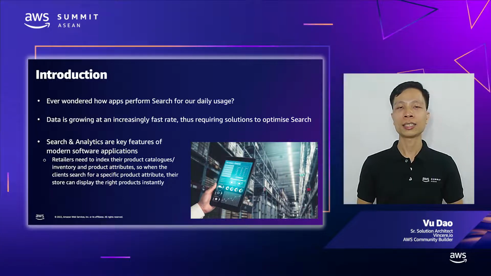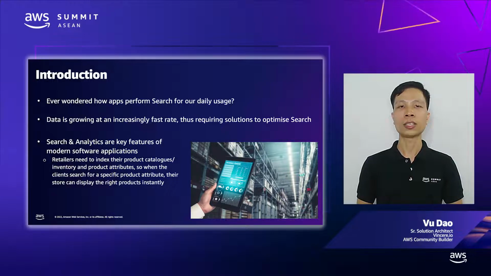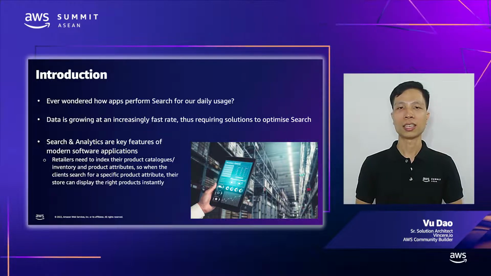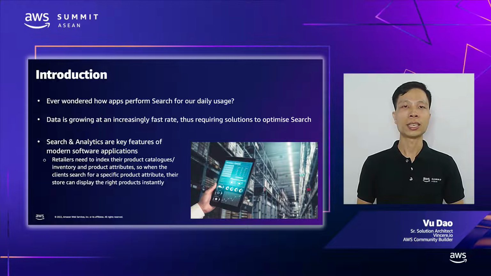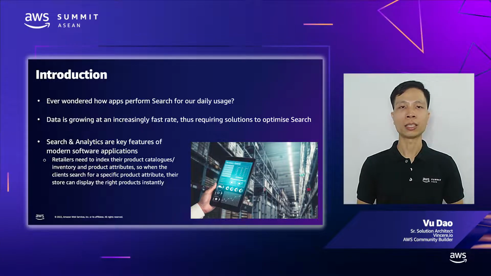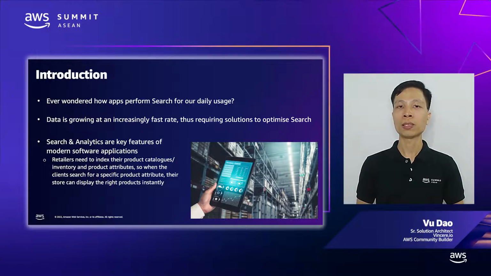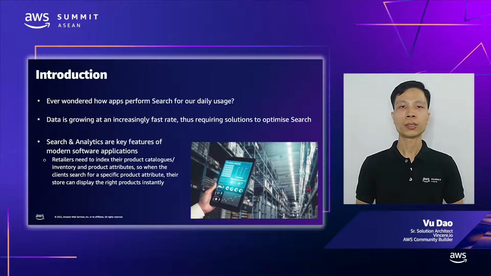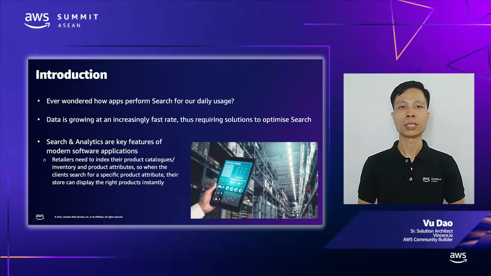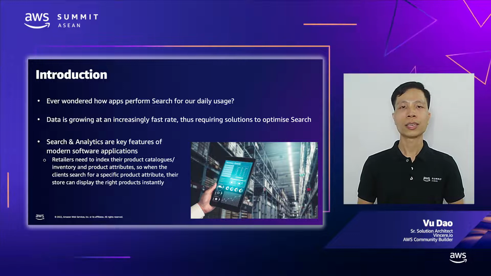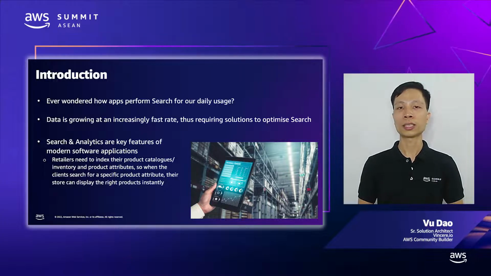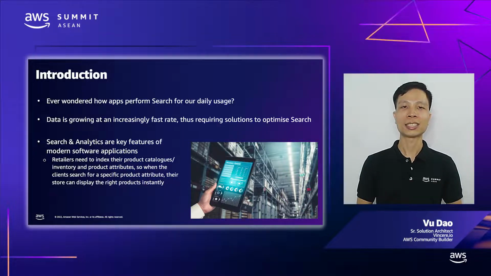Search and analytics are key features of modern software applications. In practice, we need to index our product catalogs and inventory alongside all the product attributes so that when the client searches for a specific product attribute, their store can display the right products instantly. Doesn't that sound interesting?